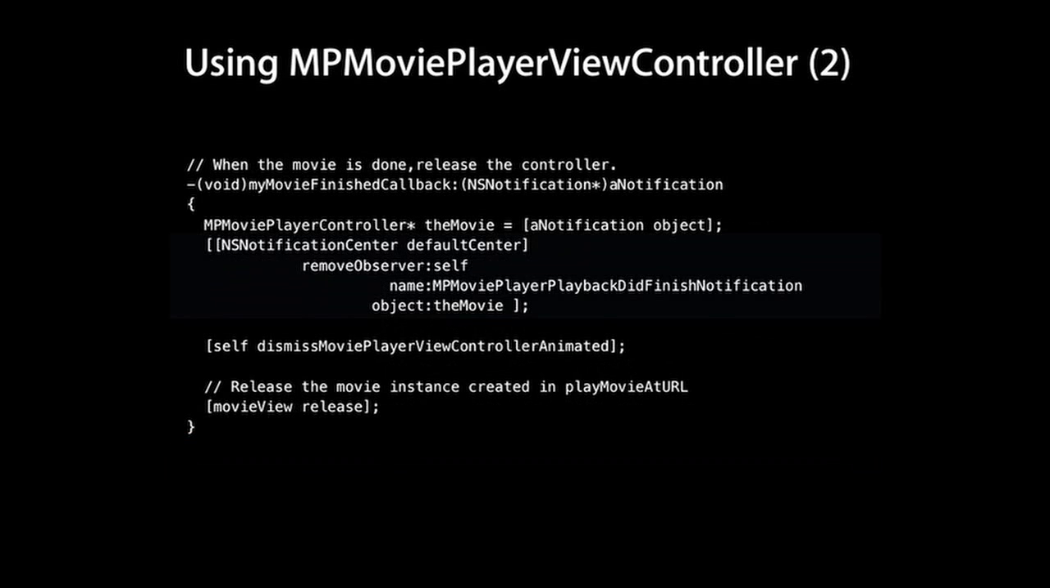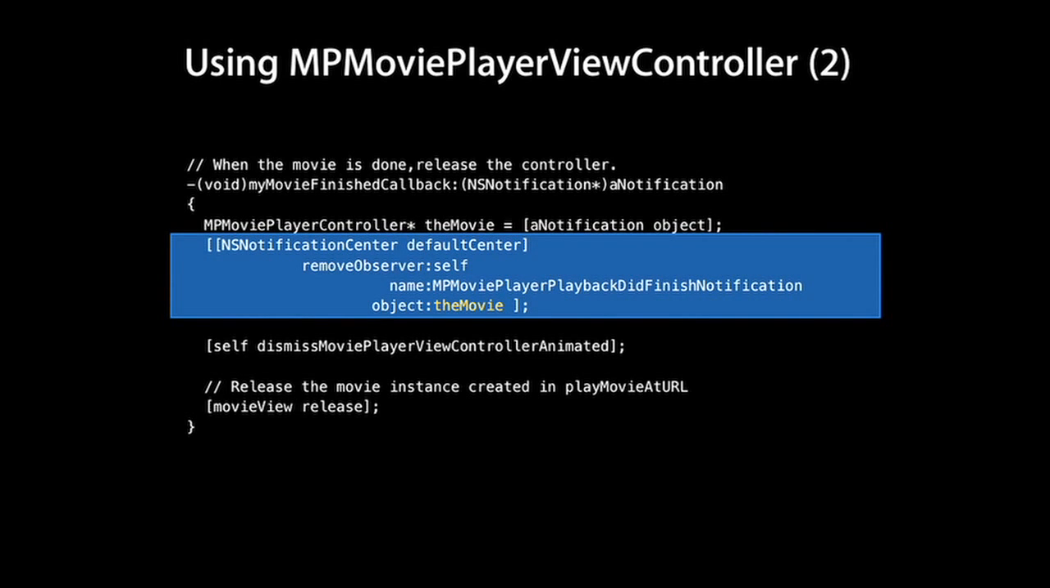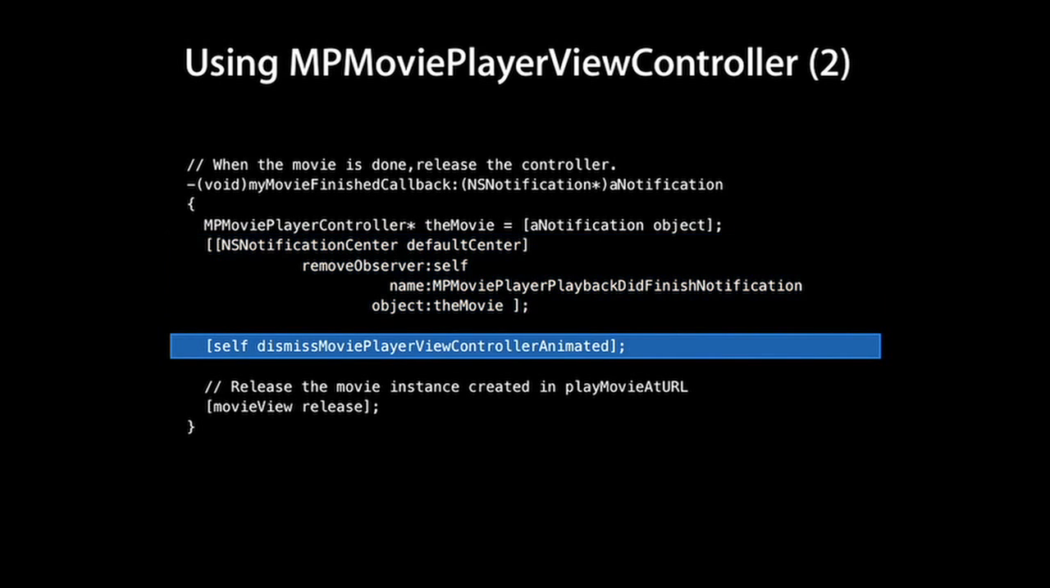Now, the other piece of code that you need to create is the method that's going to be called by that notification. In this case, I've called it myMovieFinishedCallback. Now, it's going to get a notification object like any notification, and the first thing I'm going to do is I'm going to get rid of the notification that I created. And notice that in this case, what I'm getting back as an object is not the view controller, but is instead the movie player that's associated with that view controller. Once I've gotten rid of the notification, I dismiss the modal view and then release the instance.